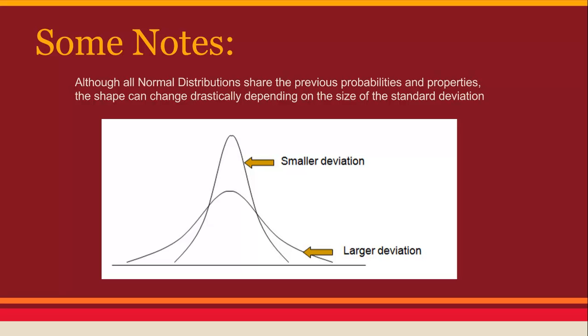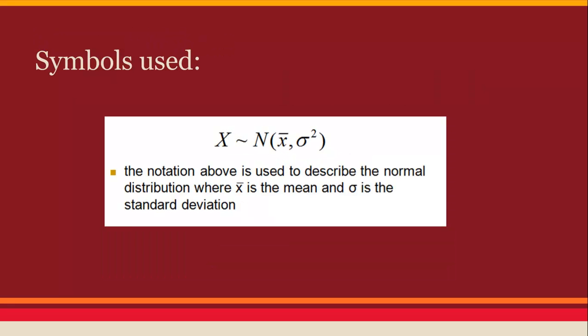Although all normal distributions share the same probabilities, the shape can change drastically depending on the size of the standard deviation. If you have a larger standard deviation, it's just more spread out. If you have a smaller standard deviation, 68% of the data is a lot closer together. It's important to note that the shape depends on the standard deviation.